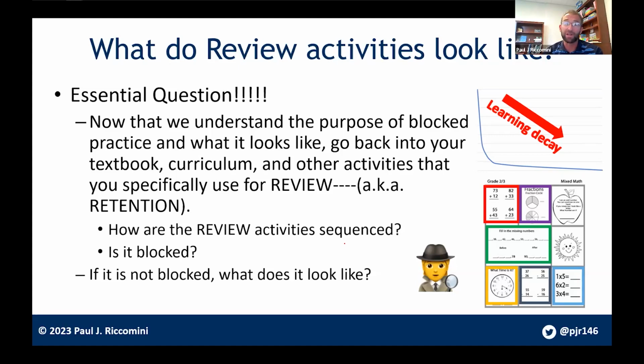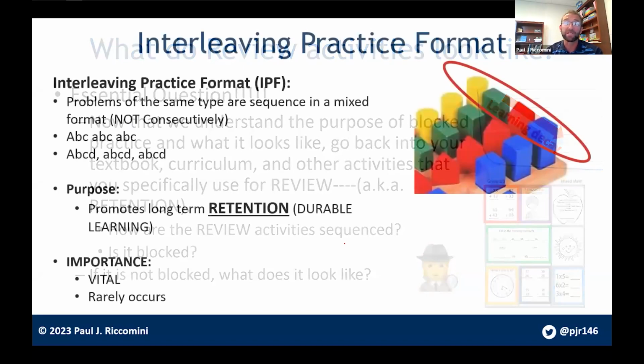And the general consensus that I see is it's almost all blocked. About the only thing that's not blocked is the PSSA and the Keystone, the SAT, ACT, and the AP tests. Those are not blocked. All right. So now that I got you upset about block practice, no, I'm kidding. Now that I got you thinking about practice, now we're going to move into the other structure.